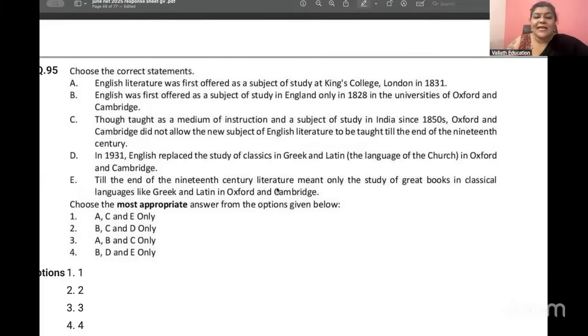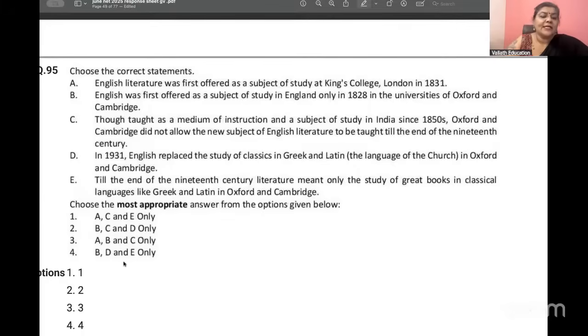Till the end of the 19th century, literature meant only the study of great books in classical languages like Greek and Latin. No, English literature came in the Renaissance period, didn't it? But in Oxford and Cambridge, till the end of the 19th century, literature meant only the study of great books. Okay, let us look at this. B is definitely wrong. So answer cannot be 3 and 4. B is definitely wrong. This is wrong, I think.